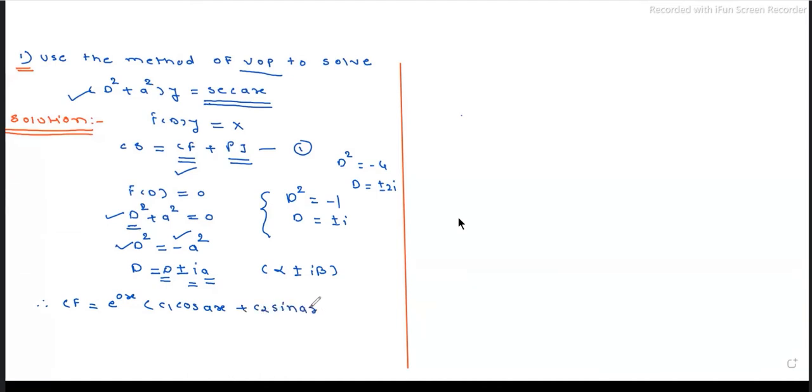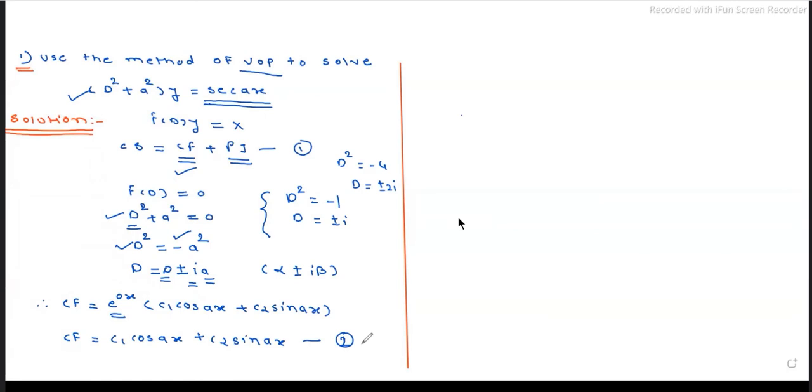In short form this CF can be written as: e to the power 0x is e to the power 0, which is 1. So you get the term as c1 cos ax plus c2 sin ax. Call it equation number 1. Call it equation number 2. In equation 1, the complete solution is there. In equation number 2, the CF is there.